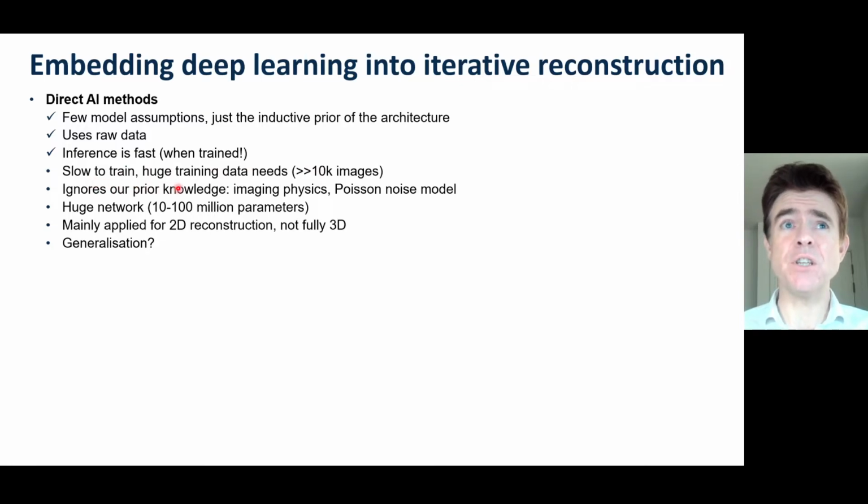As a negative, they do discard our knowledge of the system matrix of the imaging physics, and also they don't pay any attention to our knowledge of the statistics, the Poisson noise model. But of course, these architectures can learn the stats of the data, and they can also learn about the imaging physics when you give enough training examples. As mentioned, they're huge, and at the same time though, they've only really been mainly demonstrated for the most part for 2D reconstruction because of the sheer size of the architectures involved.